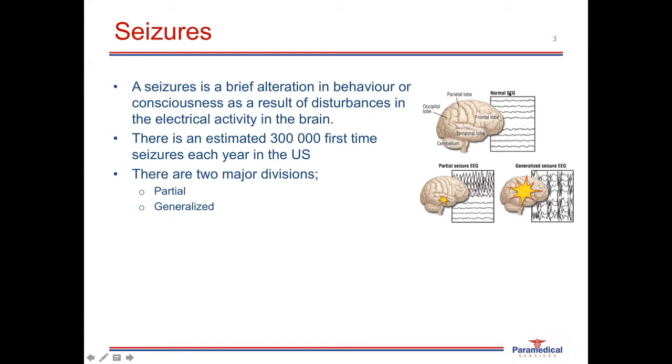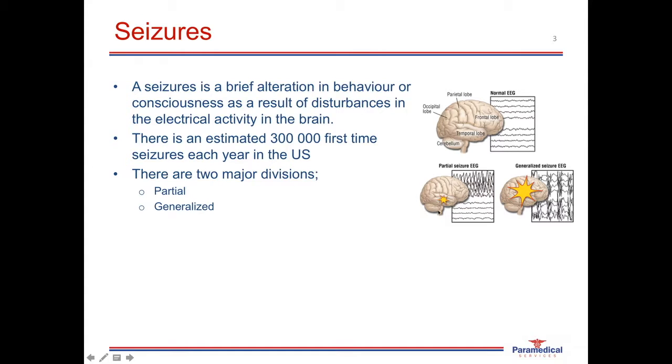Here we have a picture of a normal EEG, or what's called an electroencephalogram. This is a test that detects electrical activity in the brain using small flat metal discs which are attached to the scalp of the patient. During normal functioning, the EEG looks quite regular in its movements that we can see over here.